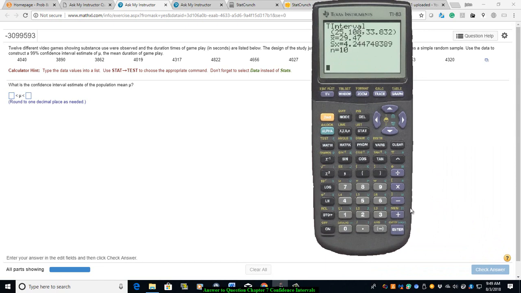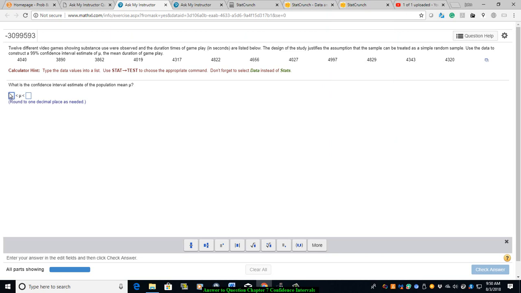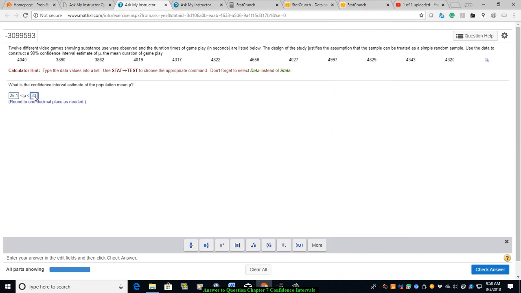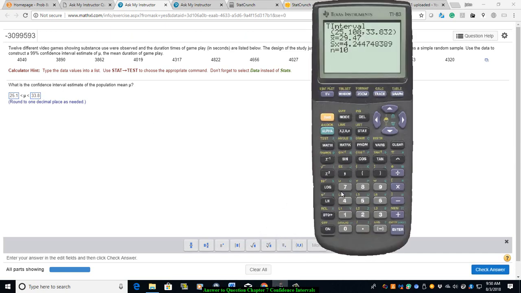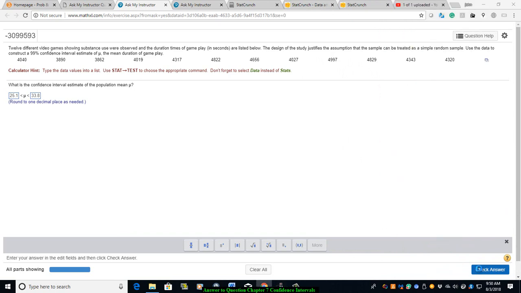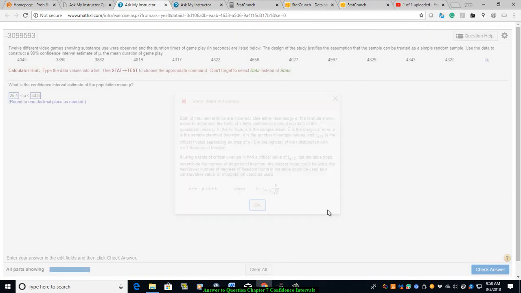Now we're going to put in these numbers. It says round to one decimal place, so that's going to be 25.1. And on this other side, it's going to be 33.8. If the rounding is not a big deal, it's going to give it to you, but it might be that we had to round in between computations. Therefore, we'll go ahead and change it again. But now let's go check the answer. And okay, so that was the problem.